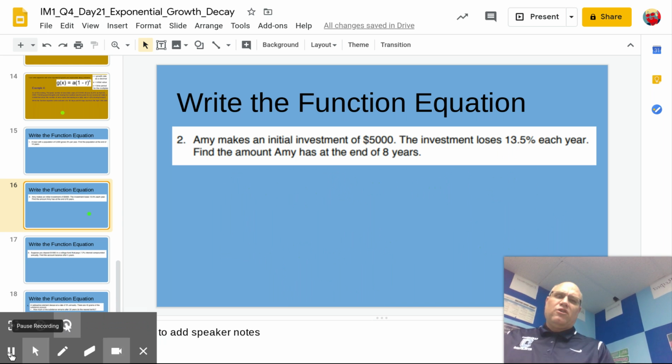Amy makes an initial investment of $5,000. The investment loses 13.5% each year. Find the amount Amy has at the end of 8 years.